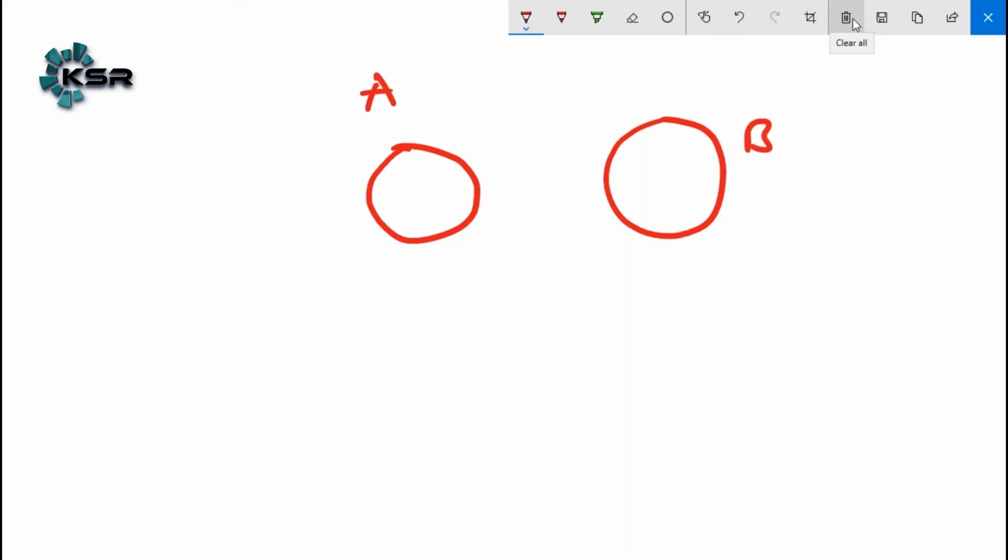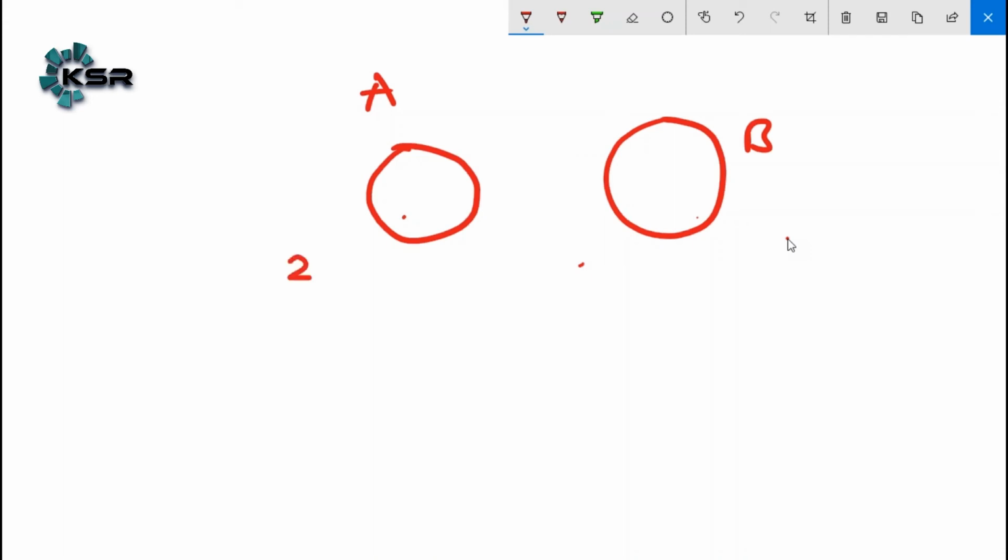Let's say a Venn diagram. This is A, this is B. So A and B are the two events. For example, let's say there is some common portion in A as well as in B, which are the same. So when I add A plus B, is the common portion counted twice or once? Twice, right?